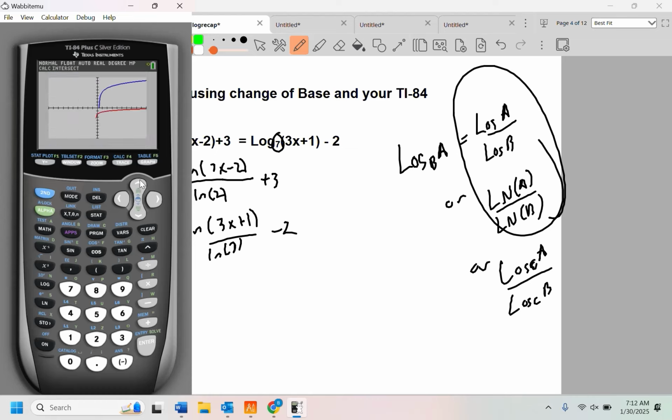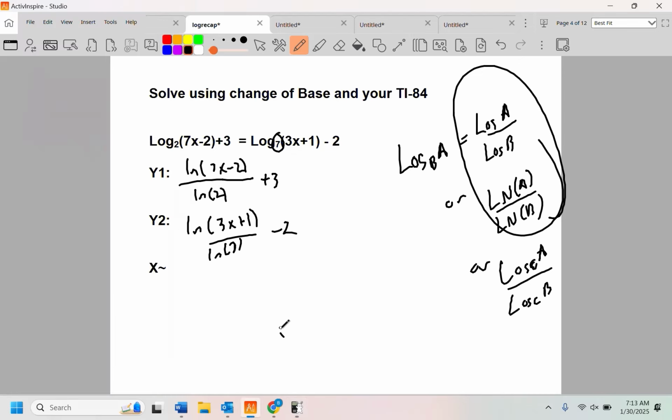5 for intersect. And just press that right arrow till you see your cursor, and then press it one more time for good measure. Press enter, enter, enter. And it's going to find the intersection. 0.2913. And we had something like this. Passes through.